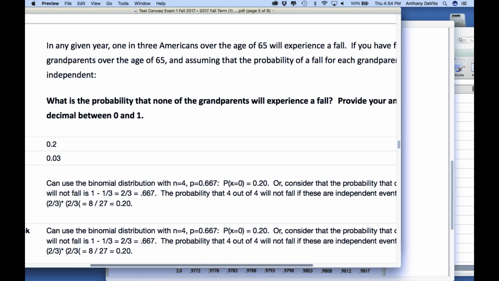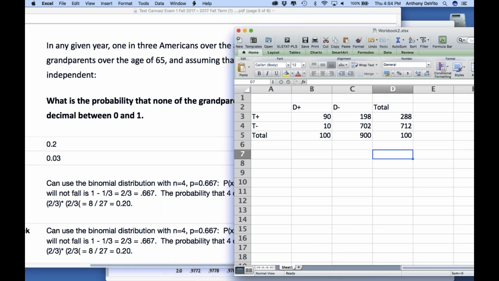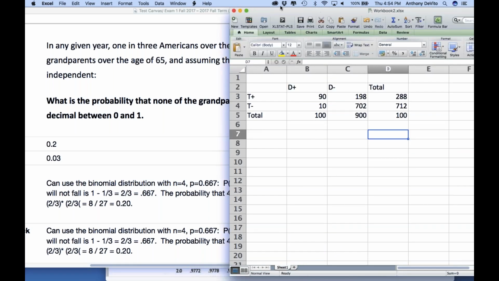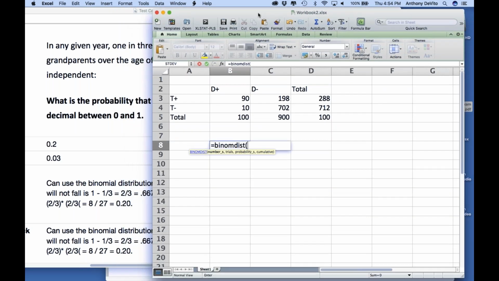So an easier way for us to do this is to go to Excel and use BINOM.DIST. I actually had this table set up for this before. So I'm going to say equals BINOM.DIST. There's a few versions of this. They all work the same. As soon as you type in the equal sign and BINOM.DIST and put in the parenthesis, Excel prompts you with what it needs, the arguments. So the first thing it wants to know is the number of successes. In this case, the success is a person who fell, an old geezer that fell, like me.